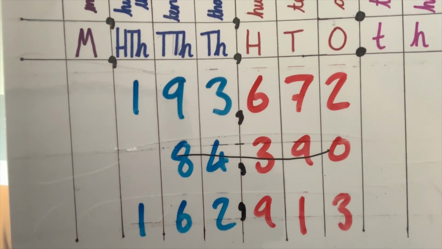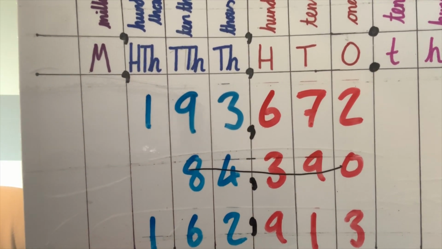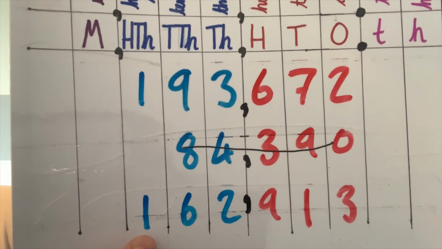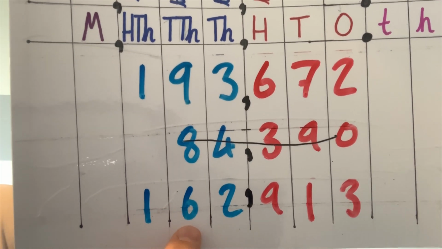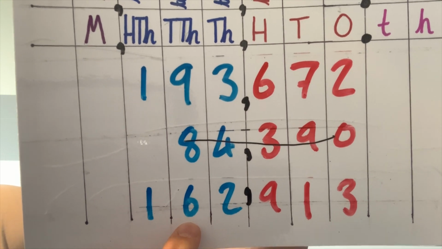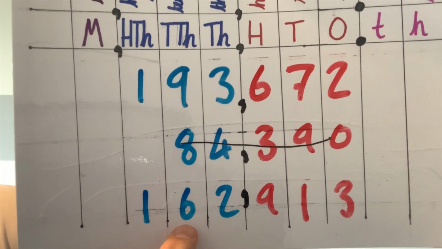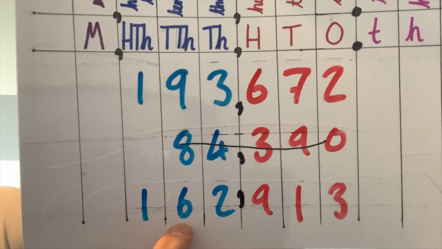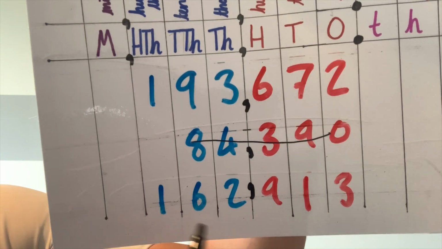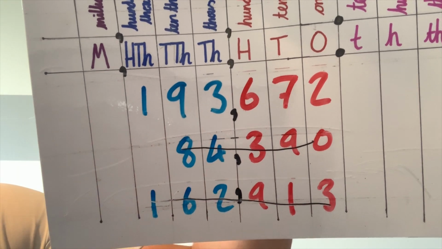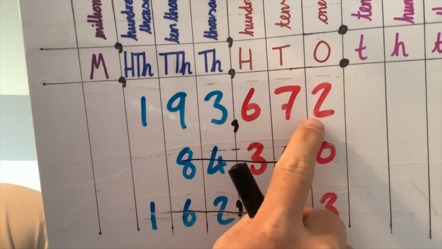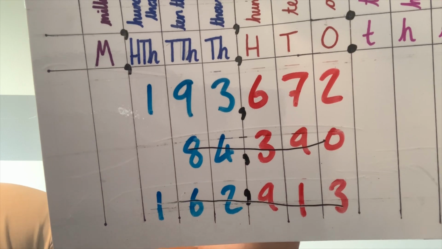Now let's compare these two numbers. We start with the digit furthest to the left. They both have a 1. Then I move one place value column to the right. The bottom number, 162,913, has a lower digit in the 10,000s column. That makes it the next largest number. Let's cross that one out. And we're only left with 1, so that makes this the largest number.